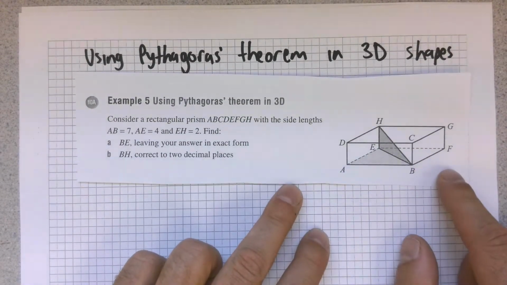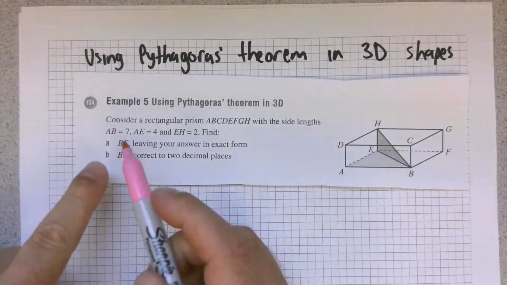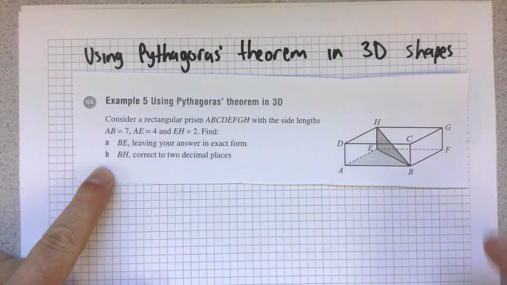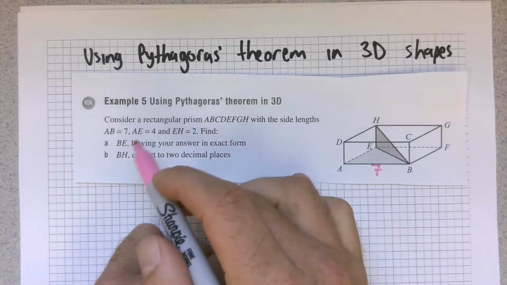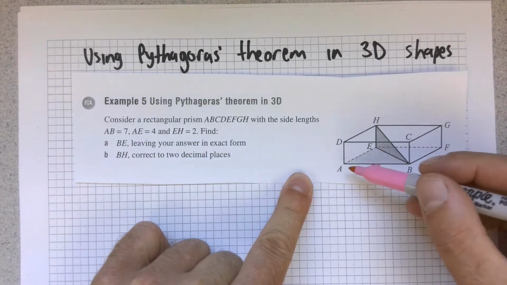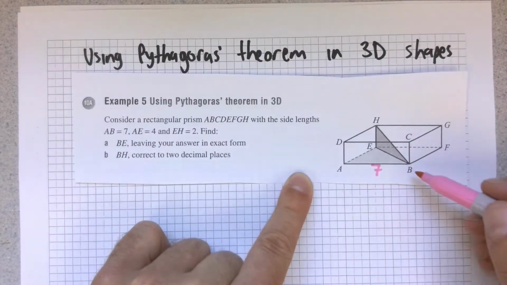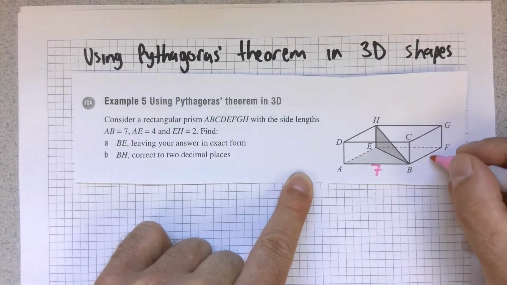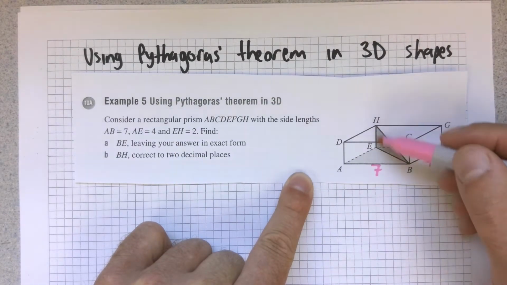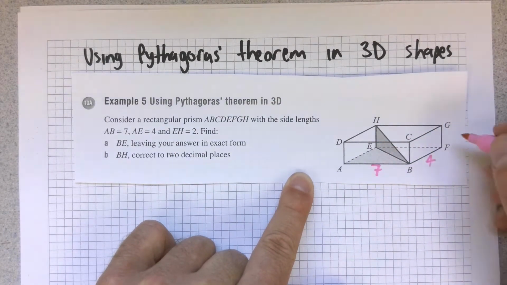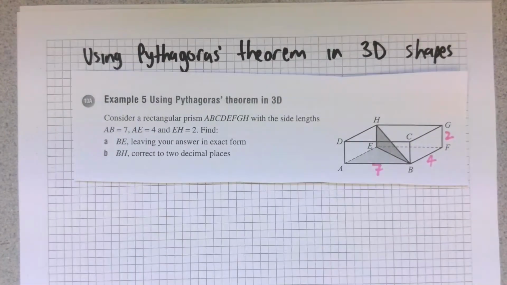Here I've got a rectangular prism, and it's giving us the side lengths. AB is 7 units. AE, so A to E, is 4 units, which is also the same as BF, being a rectangular prism. And EH is, well, the height of our prism, is 2, which is the same as GF.